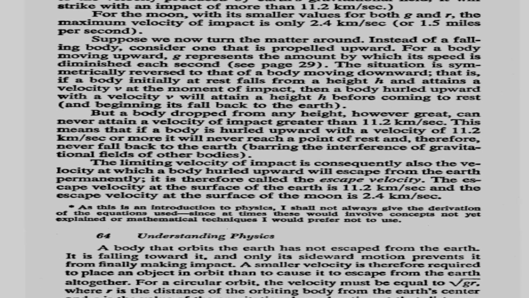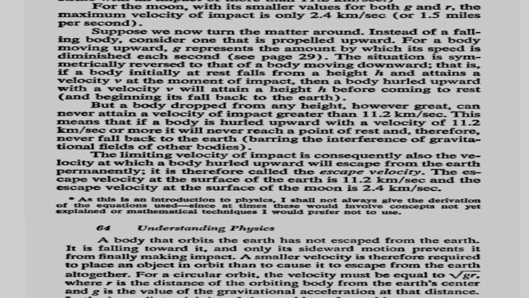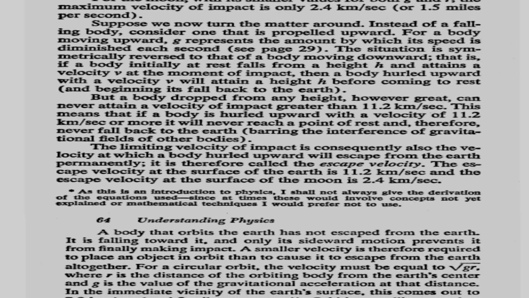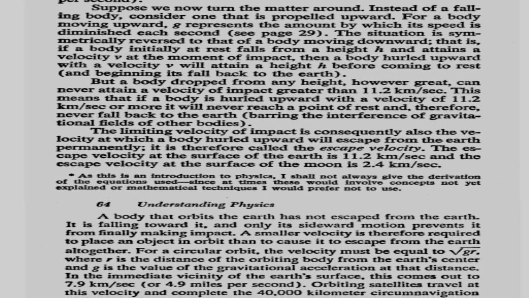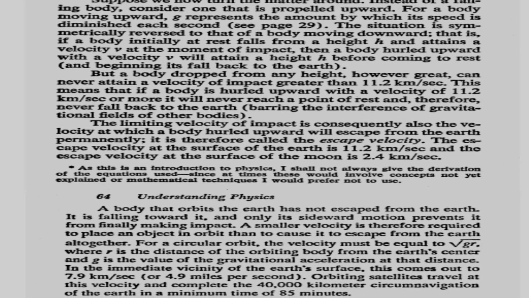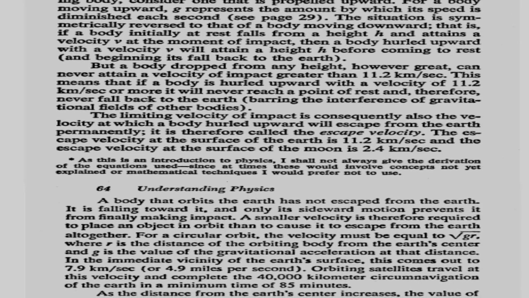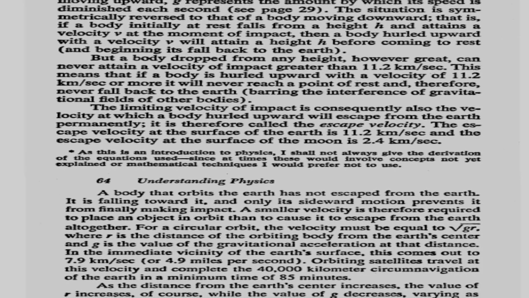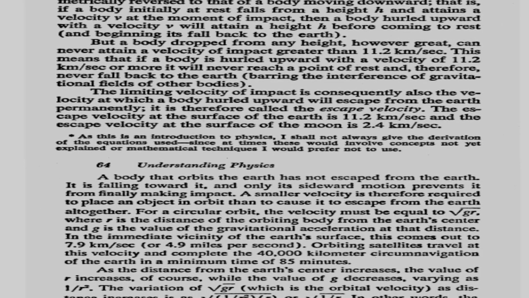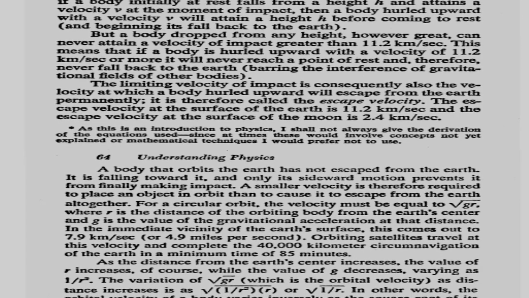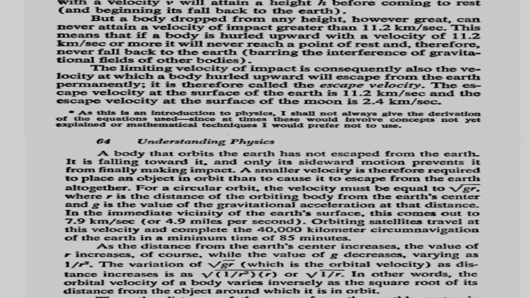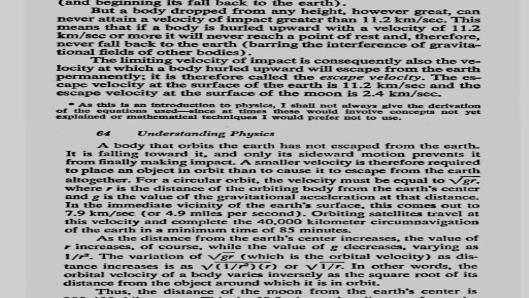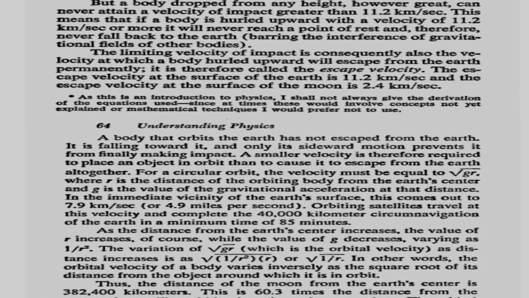A body that orbits the Earth has not escaped from the Earth. It is falling toward it, and only its sideways motion prevents it from finally making impact. A smaller velocity is therefore required to place an object in orbit than to cause it to escape from the Earth altogether. For a circular orbit, the velocity must be equal to the square root of g times r, where r is the distance of the orbiting body from the Earth's center, and g is the value of the gravitational acceleration at that distance. In the immediate vicinity of the Earth's surface, this comes out to 7.9 kilometers per second, or 4.9 miles per second. Orbiting satellites travel at this velocity and complete the 40,000 kilometer circumnavigation of the Earth in a minimum time of 85 minutes.